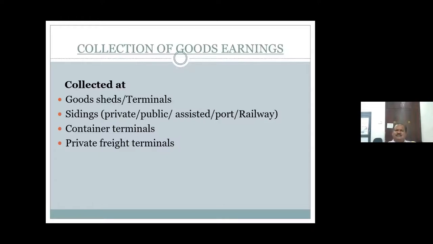Then we have the container terminals. They will also be paying for utilizing the railway track and also the wagon set times. So they need to pay the charges to the railways. Private freight terminals: these days, setting up a siding is a huge cost, and setting up a station en route is also very costly. That's why railways is encouraging many freight operators to come in between, start the terminals and do the business on behalf of the railways. They will be rendering services to the various parties and liaising with the railways. They are only operators.